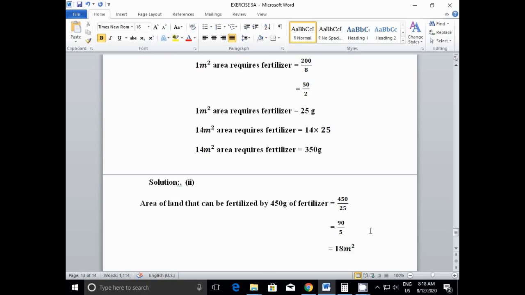Now 450 gram of fertilizer is required for 18 meter square area.